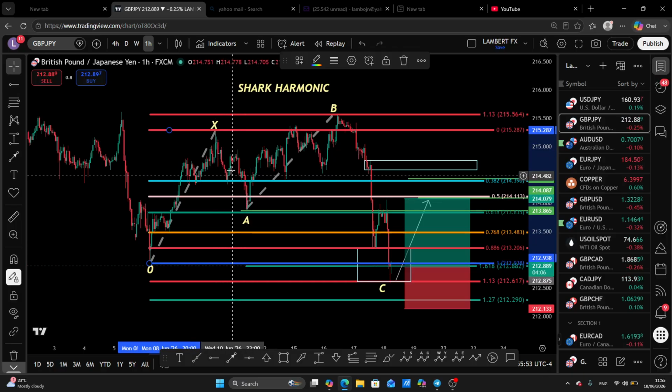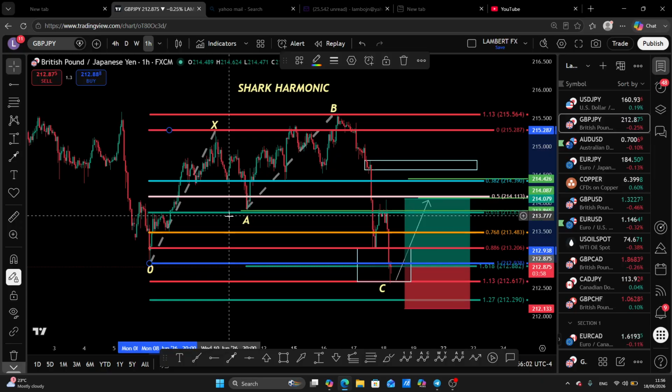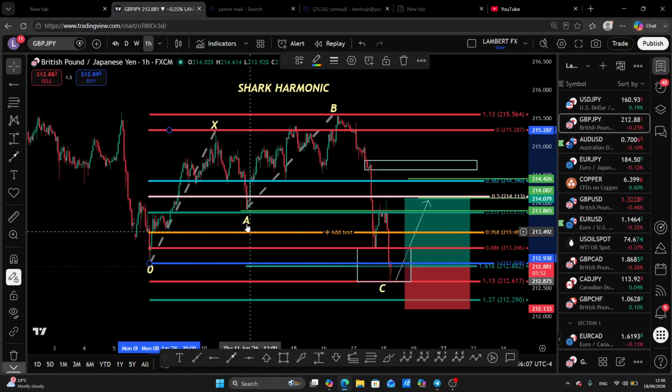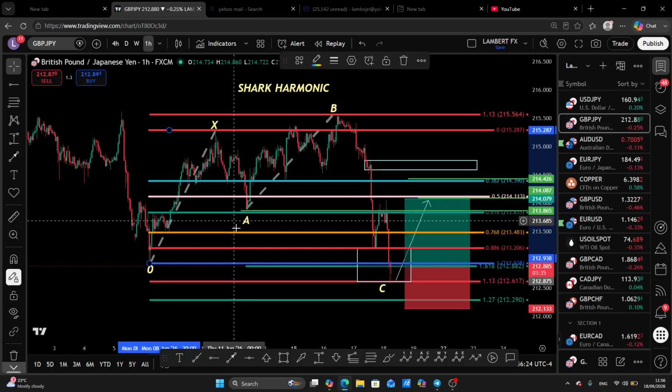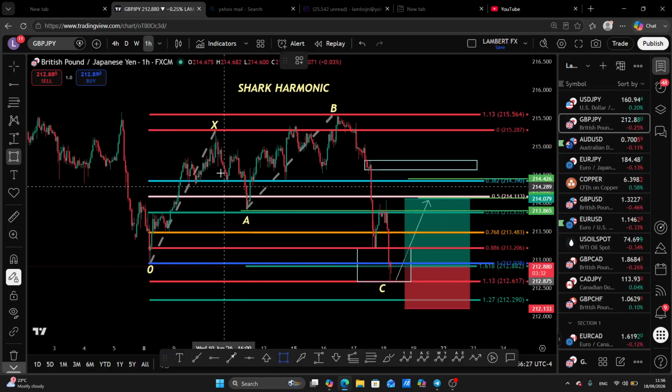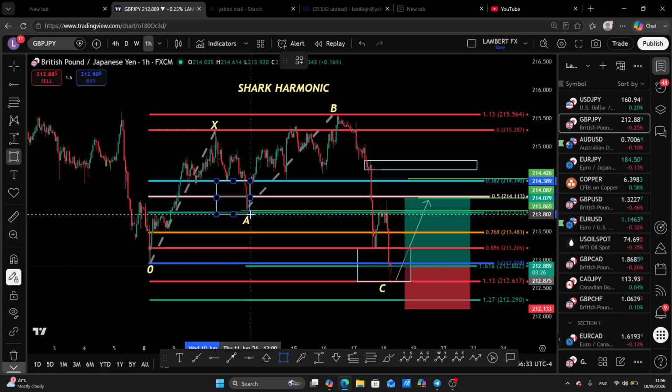So this pullback here must touch 0.382. It's okay if we do not touch 0.5 or 0.618. But it must not touch 0.786. So let's say, for example, we only touch 0.382 and then we push up, it is fine. We must touch 0.382. It's okay to touch 0.5 or 0.618. So basically, any fibs between these 3 fibs is fine.